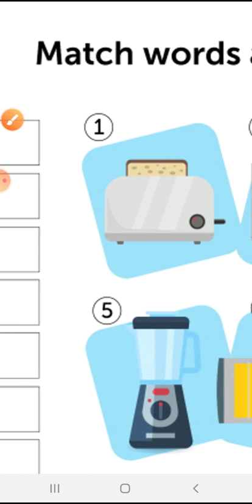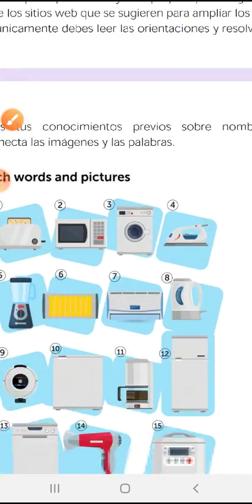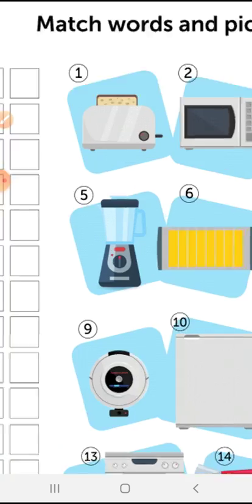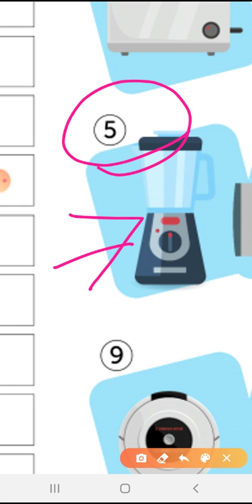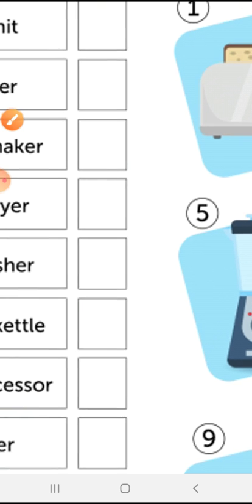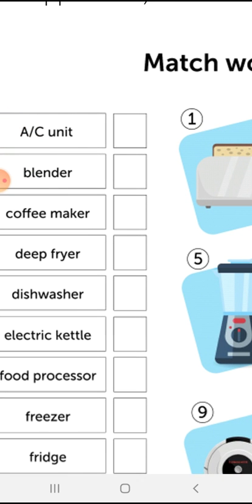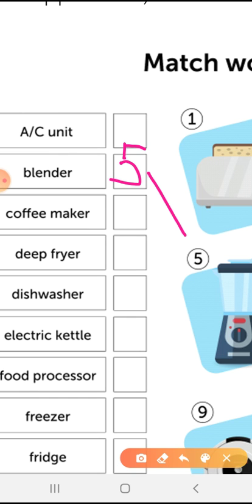Now you have blender. Where's the blender? Here is the blender, see? Blender is number 5. Yes, that's the blender. So you go there and you write here the number 5. Blender. Number 5. Okay, see? Next one is coffee maker.